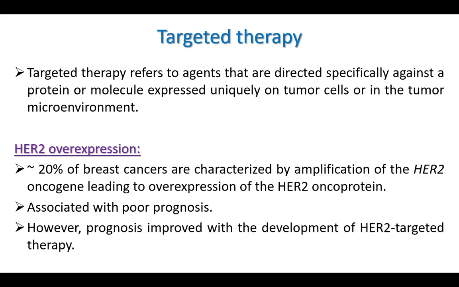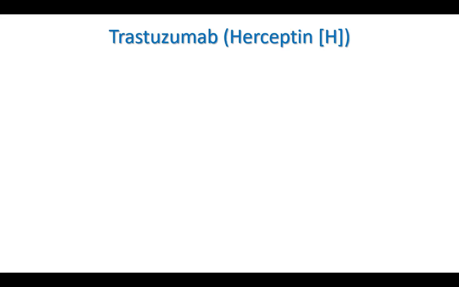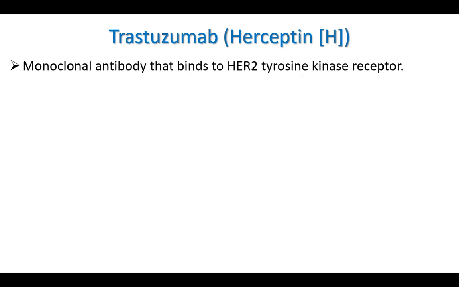So it's associated with poor prognosis, but the prognosis improved with the development of HER2 targeted therapy. The first drug that came up was trastuzumab, commercially known as Herceptin. It's a monoclonal antibody that binds to the HER2 tyrosine kinase receptor.